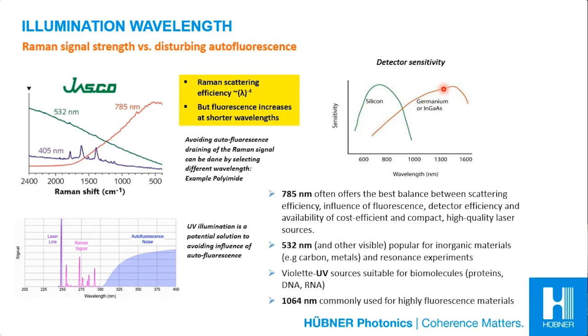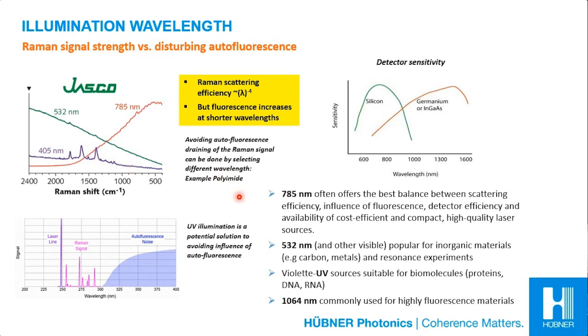An example of how the selection of the wavelength can impact the sensitivity is shown here, which shows spectra of polyimide taken by a Jasco Corporation Raman instrument. One can see that the Raman signal is drained by fluorescence at 532 and 785, but can clearly be resolved when illuminating with a 1064 nanometer laser.